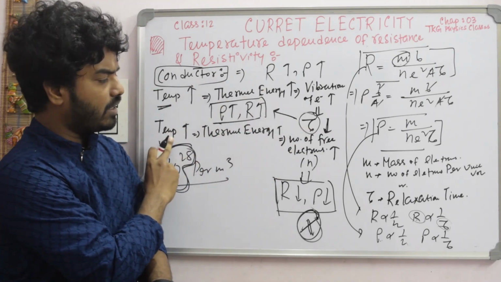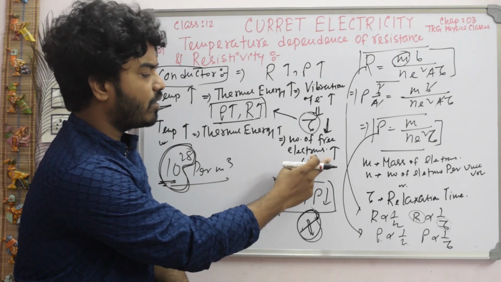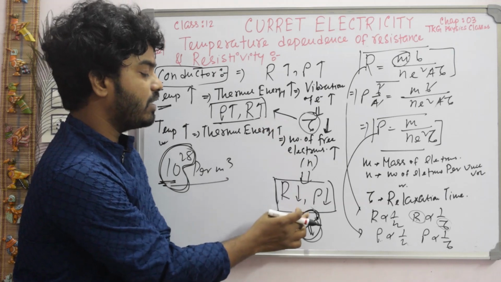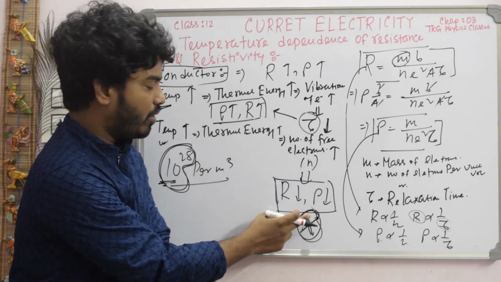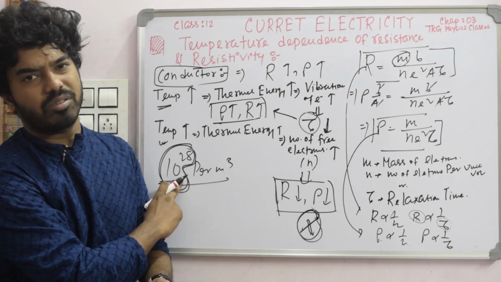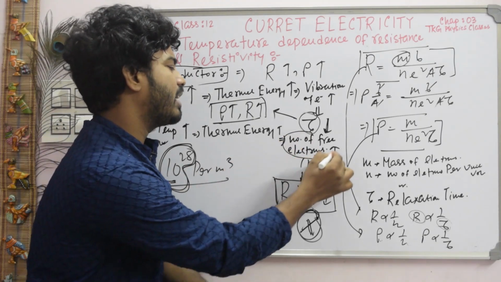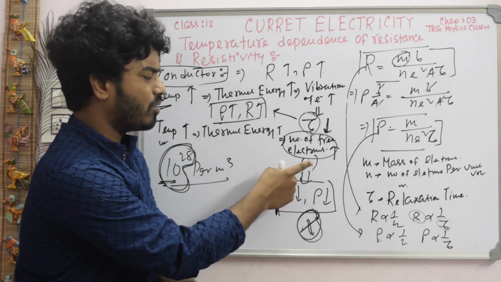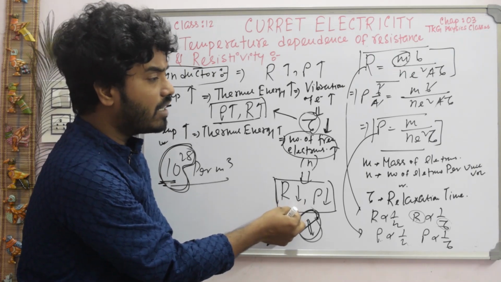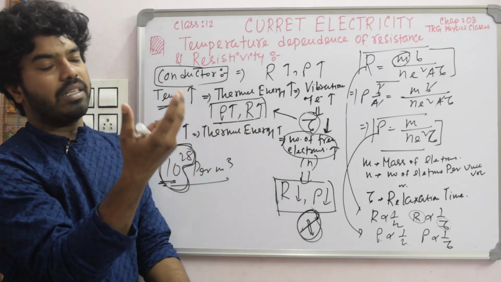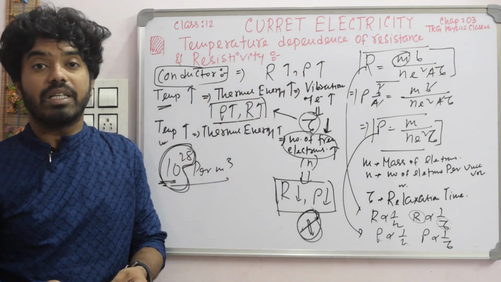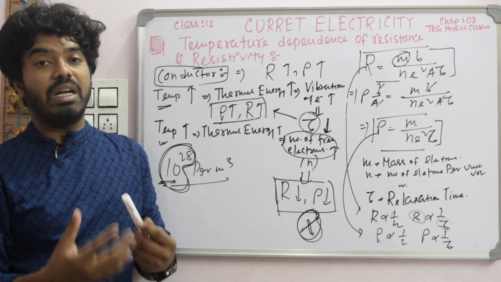Similarly, when temperature increases, n increases. As a result, R and rho decrease. But this part is not significant, because in general at room temperature, in case of a conductor, there is a large number of free electrons. So this increase in the number of free electrons is negligible, and this decreasing value is negligible with respect to the other one. So as a result, we can say R and rho increase with increasing temperature in case of a conductor, most of the metals.